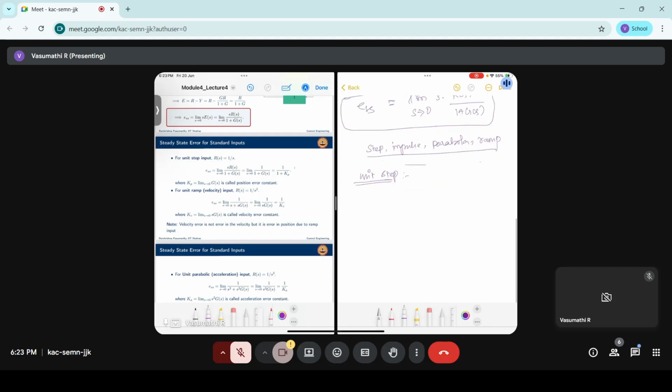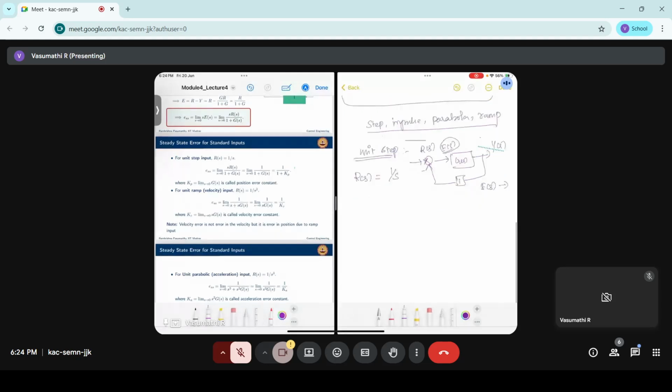Right. So for a system, if this is my system G of S, closed loop system, Y of S, I'm taking a unity feedback and give it back to my system with negative feedback. So here I'm interested in finding this E of S. When the R of S of this system would be 1 by S, that is step input, unit step input, how my E of S will propagate at last when t equal to infinity. Right?